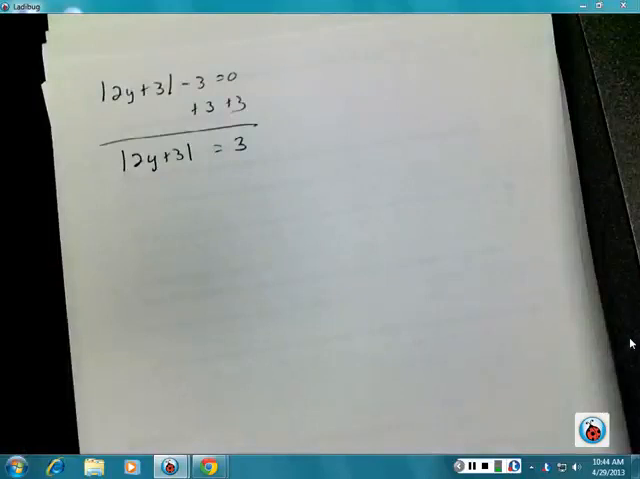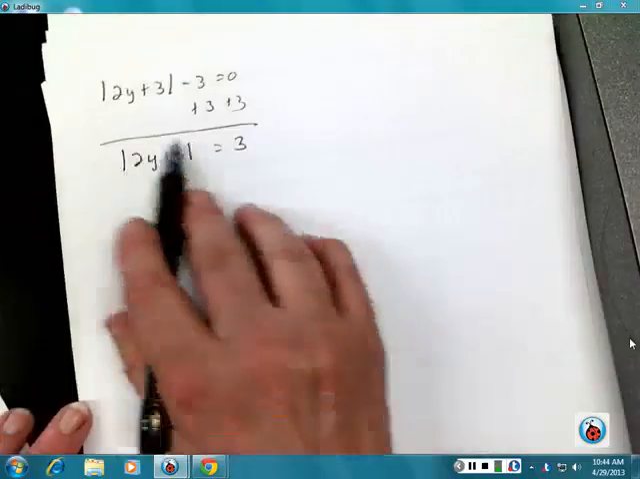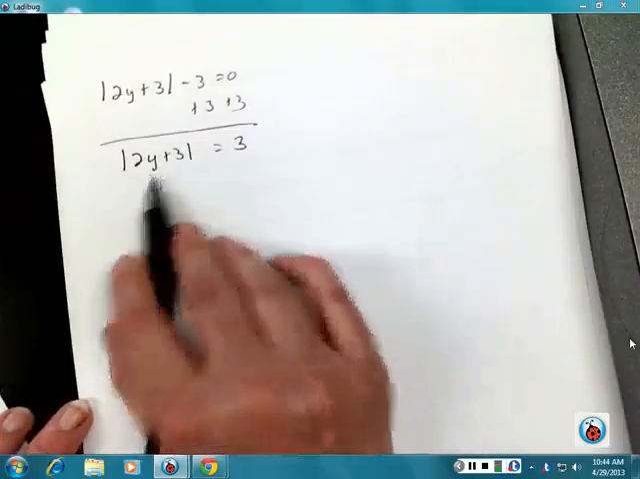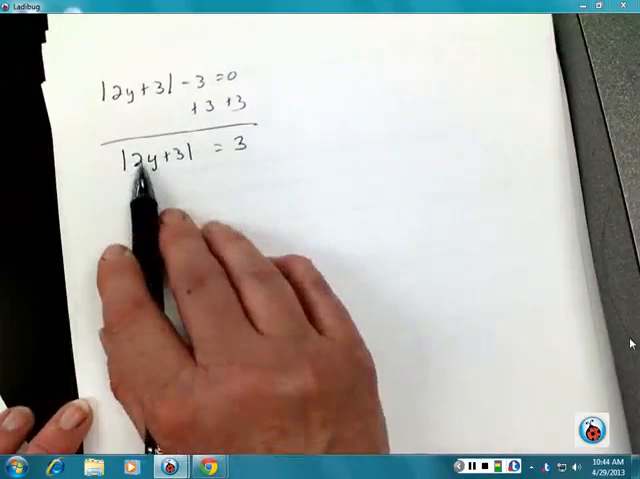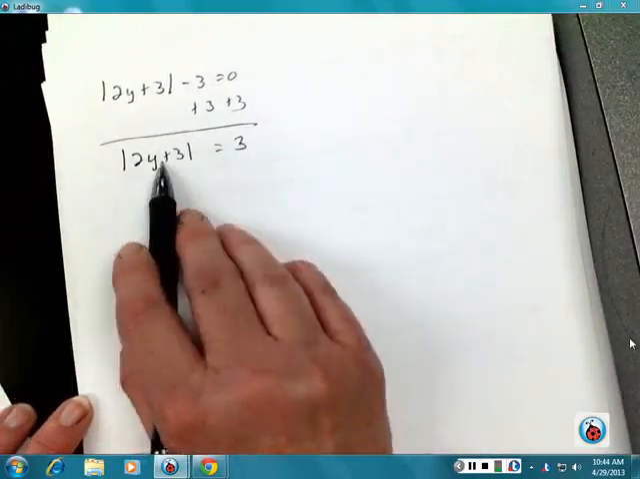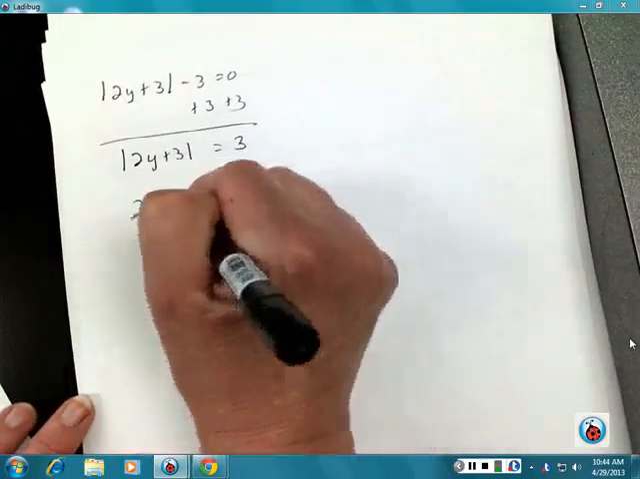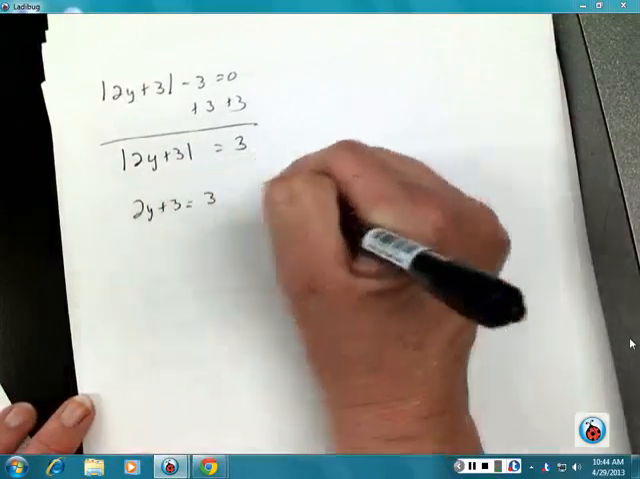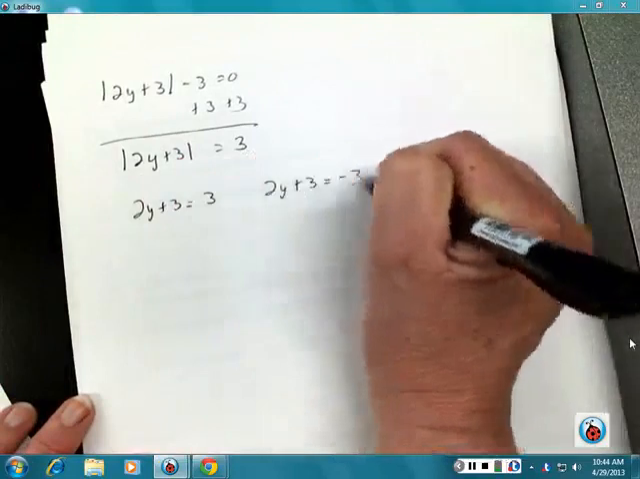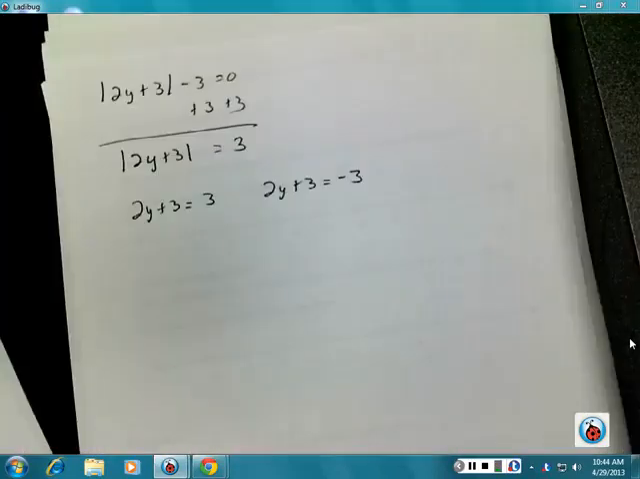Now because it's absolute value, what could come out of here? We can have a positive 3 come out of there, because the absolute value of a positive 3 is still 3. Or it could be a negative 3. So 2y plus 3 equals 3, or 2y plus 3 equals negative 3. You solve it both ways, so you need both answers.